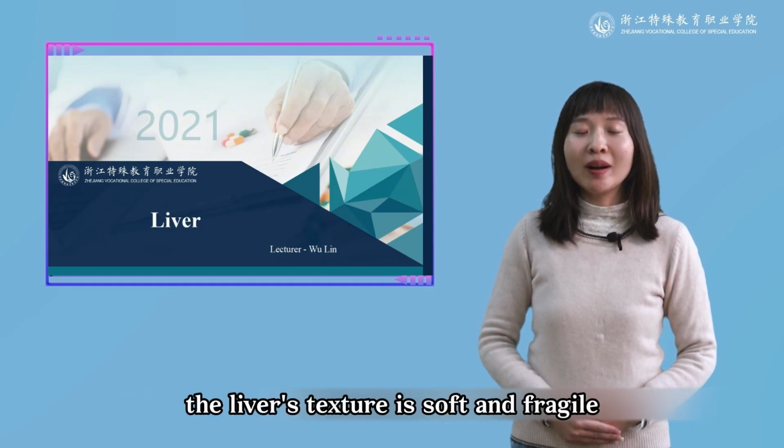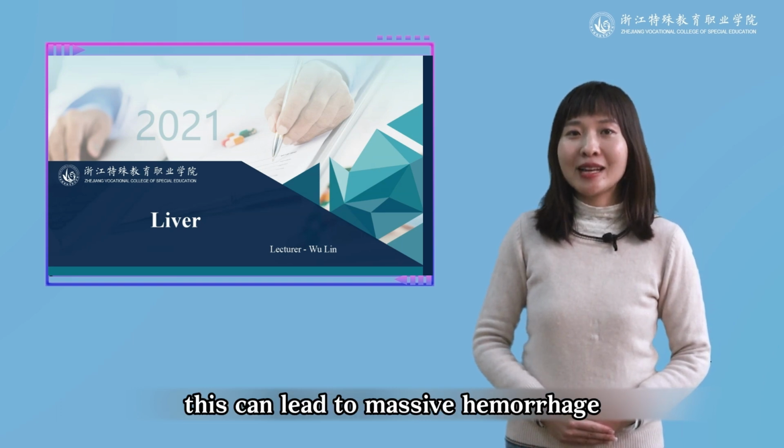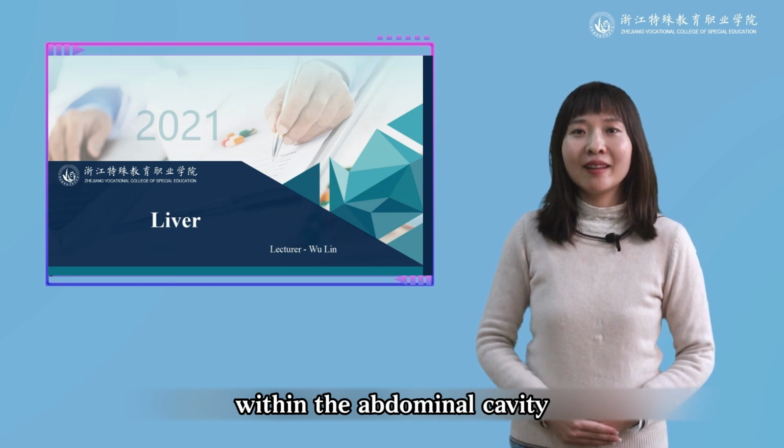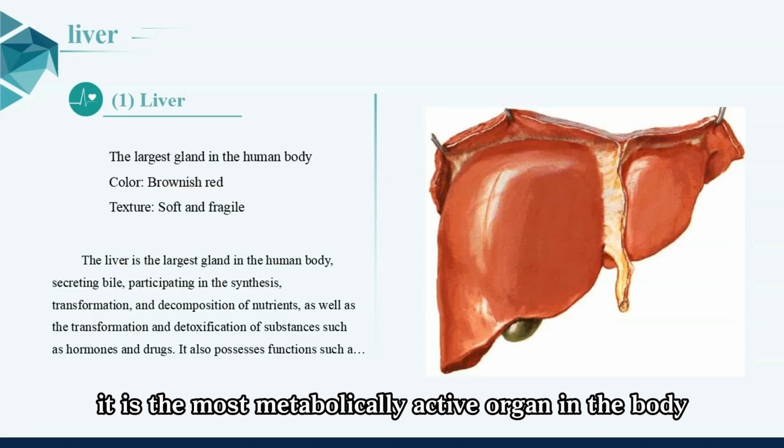The liver's texture is soft and fragile. It is easily ruptured by external impact. This can lead to massive hemorrhage within the abdominal cavity. The functions of the liver are extremely complex. It is the most metabolically active organ in the body.